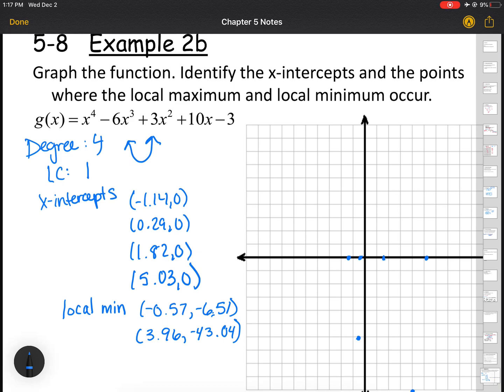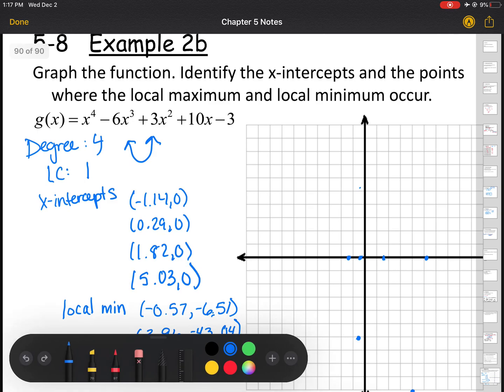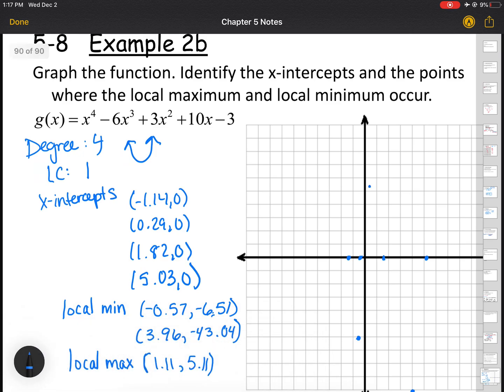Okay, and what we have left is the local max. So if we go hit the second blue button again and trace, and we go to maximum, and we do the left and right or upper and lower bound for that one, where we think it's going to be at, the local max for that is approximately 1.11 and 5.11. So we can graph that 1.11 and 5.11. So right in here somewhere. And now all we need to do is, according to our end behaviors, kind of sketch that kind of graph. Okay, so when, oops, I kind of graphed that in the wrong place. Positive 1.11. There we go.